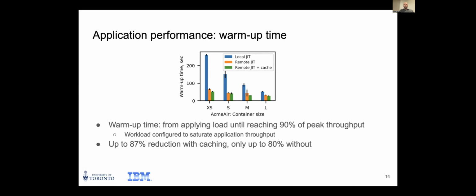We also measure warm-up time, which we define as the time from applying the load until reaching 90% of peak maximum throughput. We configure the workload to saturate the application throughput, so that the peak throughput is actually the absolute maximum that the JVM can handle. Here we can see that even without caching, we decrease warm-up time by up to 80%. This is mostly due to the parallelism, because the server is likely to have more additional CPU resources. In this case, caching doesn't improve it as much, because warm-up is when those recompilations at higher optimization levels happen, which we do not cache.